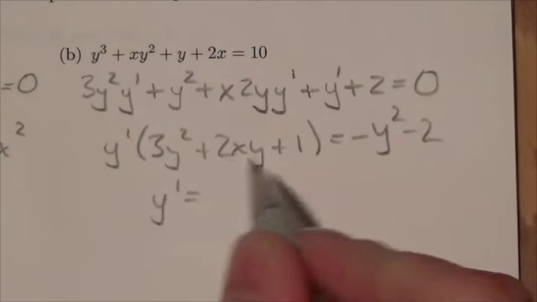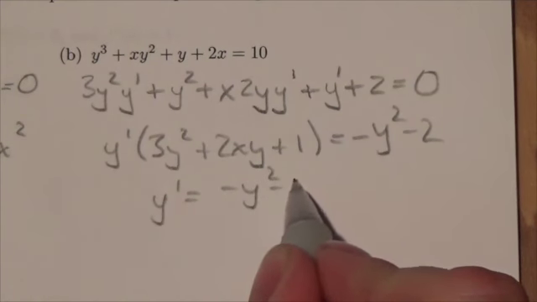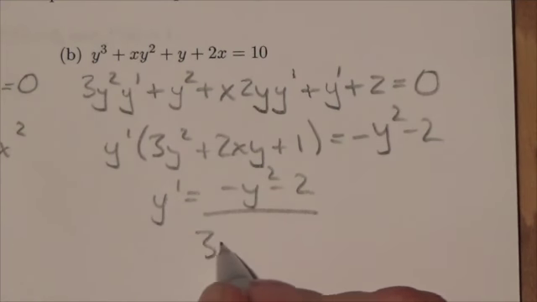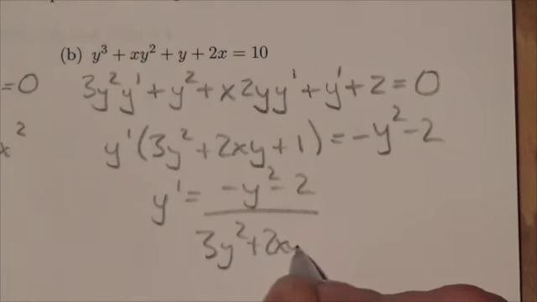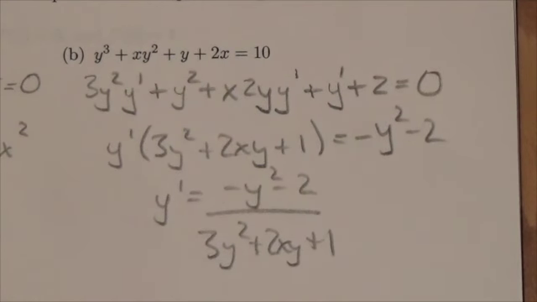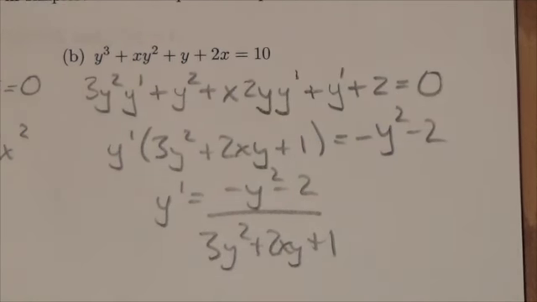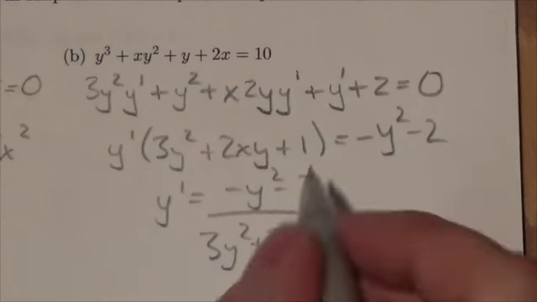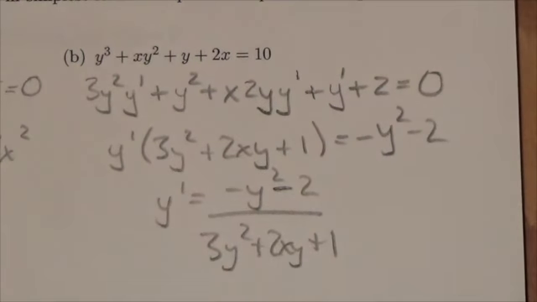So y prime will equal negative y squared minus 2 over 3y squared plus 2xy plus 1. And you know what? I really don't see anything much that's going to be able to be simplified any further than that. That looks like that's about as good as it's going to get.